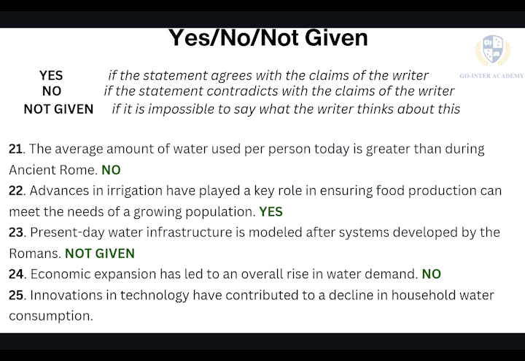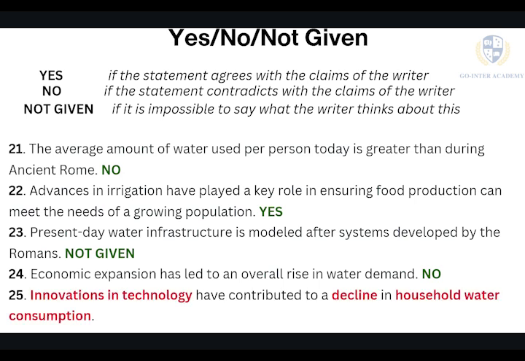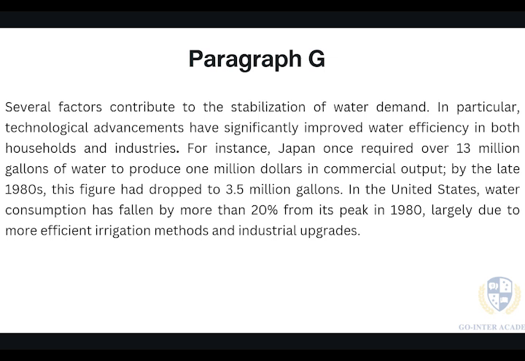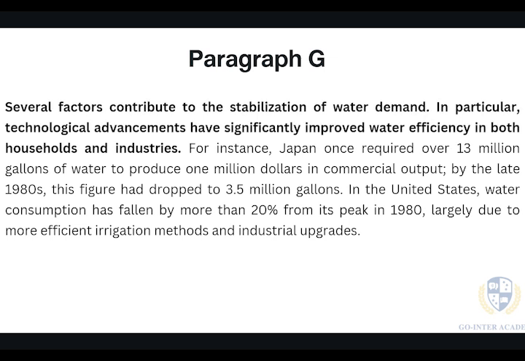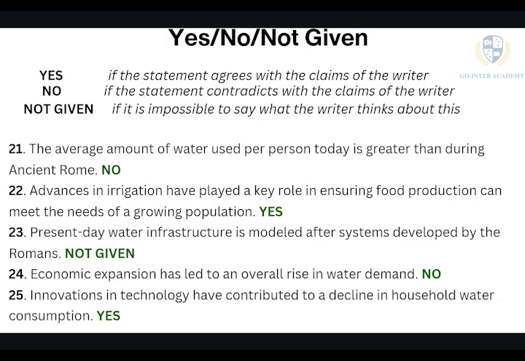Question 5. Innovations in technology have contributed to a decline in household water consumption. So now we're being asked, has technology helped reduce water use in our homes? So we're going to find a paragraph that talks about this. In paragraph G, it says, technological advancements have significantly improved water efficiencies in both household and industries. So this sentence clearly tells us that technology has made household water use more efficient, which naturally leads to less water being used. So everything in this statement is confirmed directly in the passage. So the answer to the final question is yes.